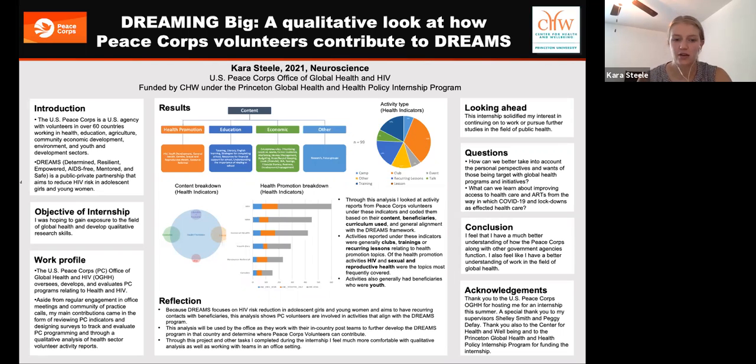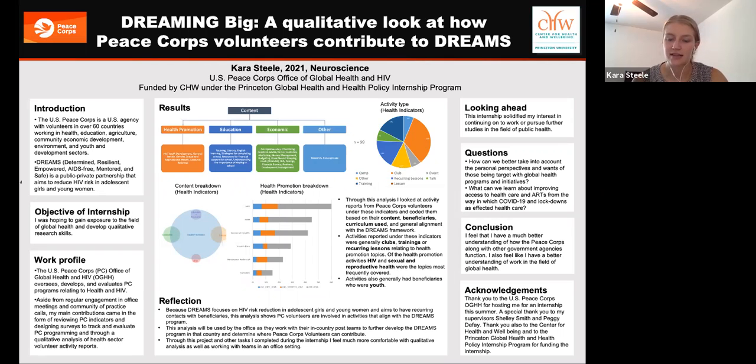The next plot shows the content breakdown. You can see primarily the activities under the health indicators I looked at were relating to health promotion, with some overlap with economic and educational content. To further break down that big blue circle of health promotion activities, I show the breakdown in the following bar chart. As you can see, HIV and sexual and reproductive health are the topics that are covered most under these activities relating to health promotion.